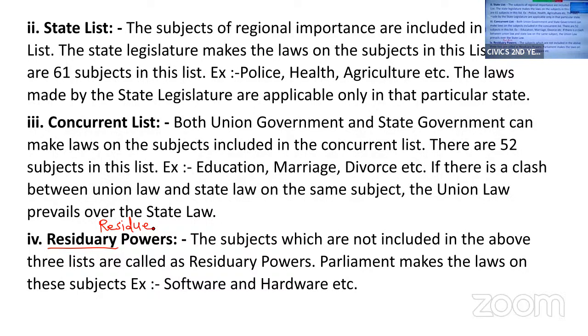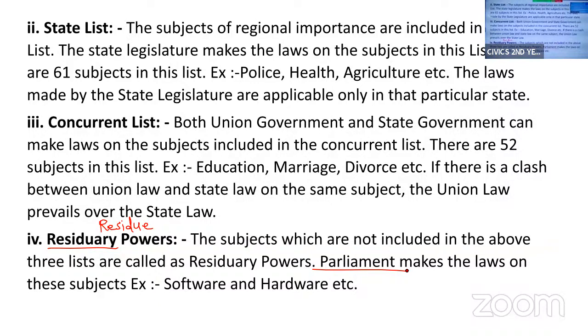Now, there are certain subjects or items which are not included in the state list, the union list or the concurrent list. They are not included in any of the above three lists. So those items are called residuary items. Who will make the laws on those items? It is Parliament, the union legislature, that will make the laws.